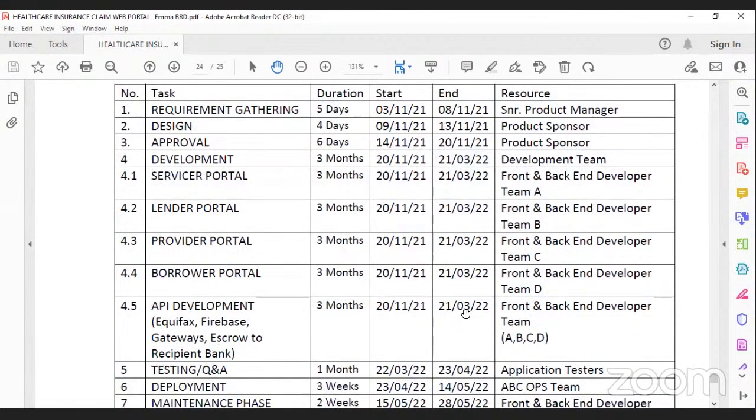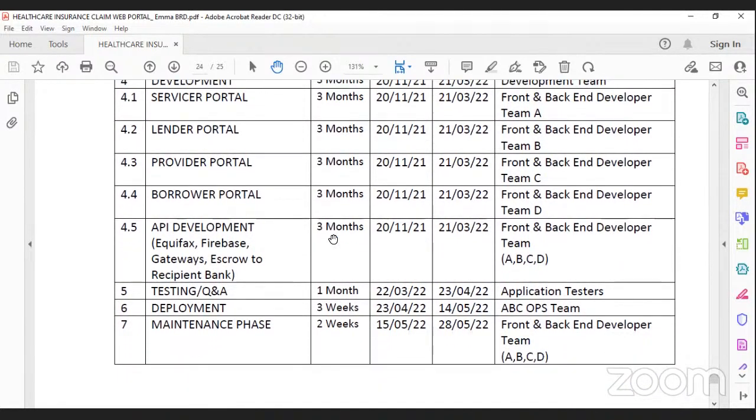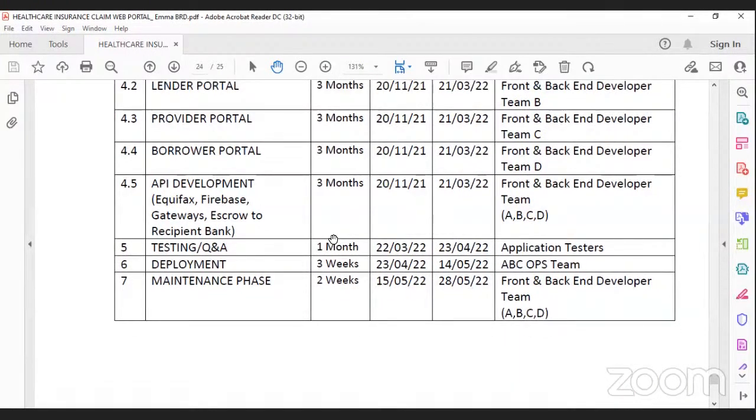So if you look here, you can see team A, team B, A, B, C, D doing all this together, while the A, B, C, D are going to work on these servicer and then lender provider portals. That is 3 months. Testing and also doing all our Q&As within a month. We should be able to do all our testing. And then here the results will be application testers. Now deploy in 3 weeks.